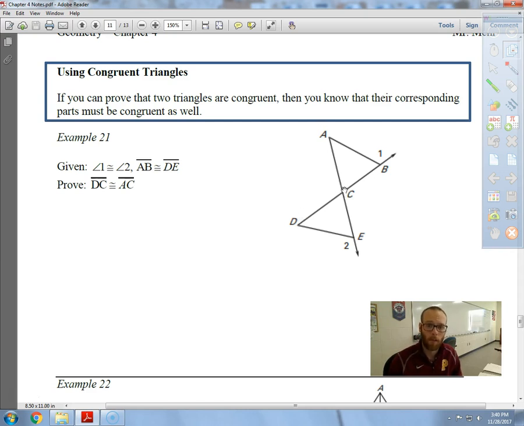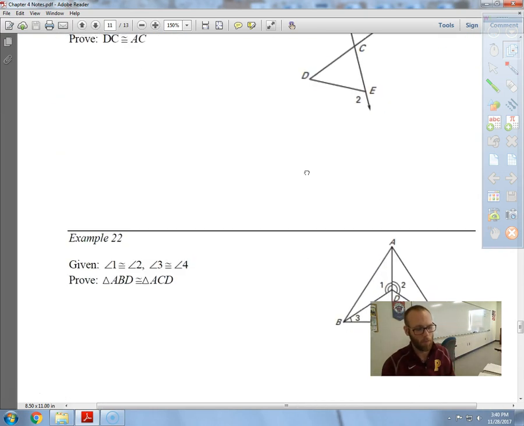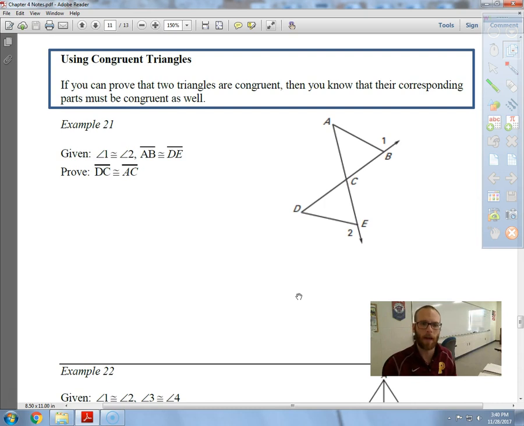Well, hopefully if you've picked up on it already, if I can show these two triangles are congruent, I know their corresponding parts must be congruent as well off the definition of congruent figures. So that's what we're going to practice today. We've got two proofs that we're going to do. And again, it's great if we can prove triangles are congruent. It's better if we can use that to prove other things.